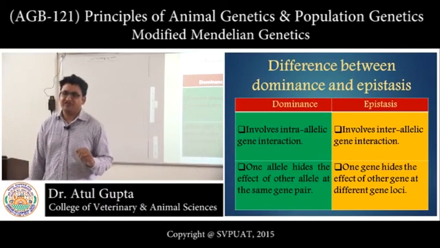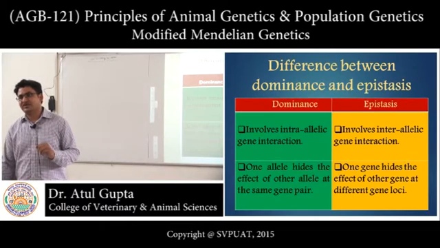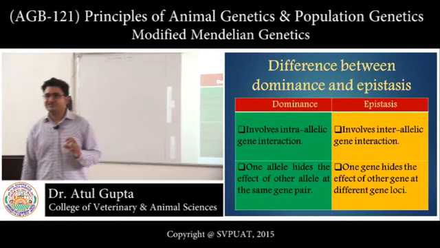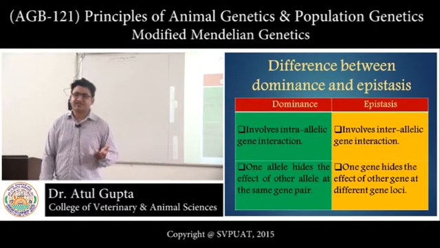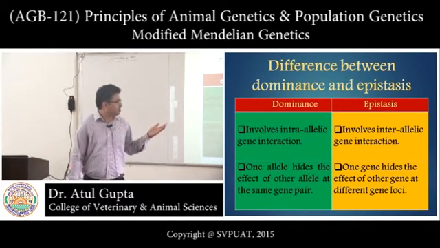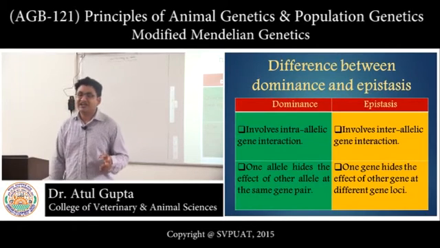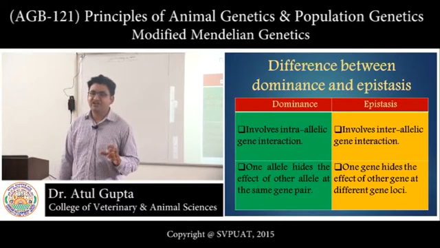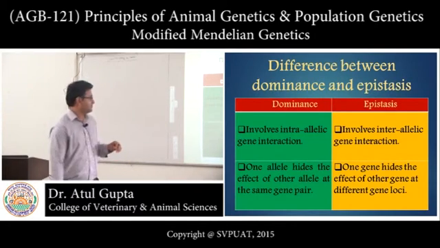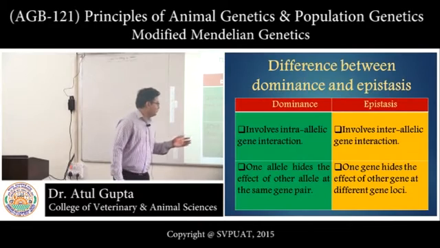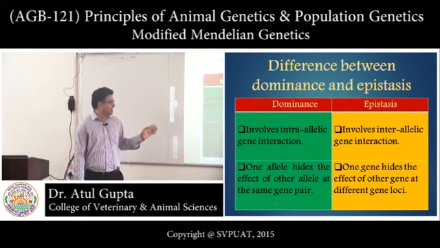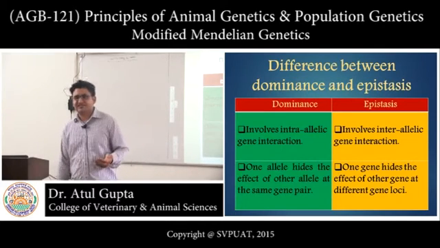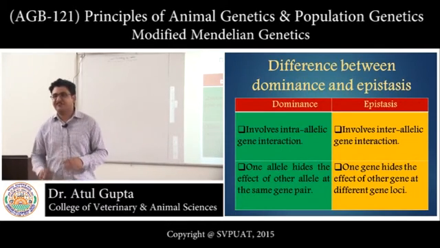Dominance is a phenomenon which is due to intra-allelic interaction, that is, between alleles of the same gene. And epistasis is a phenomenon which involves inter-allelic interaction, that is, interaction between non-allelic genes. In dominance, one allele hides the effect of the other allele at the same gene pair or at the same locus, but in epistasis that gene pair will be at different loci.